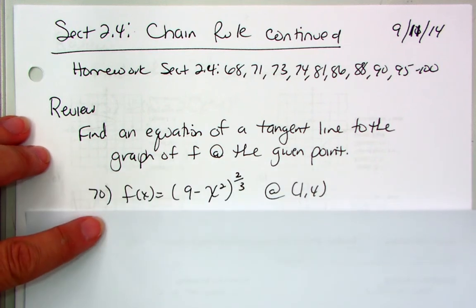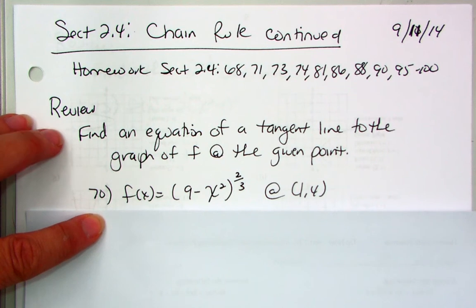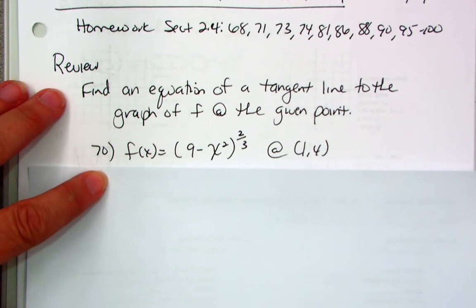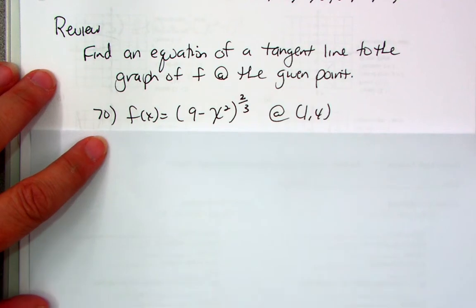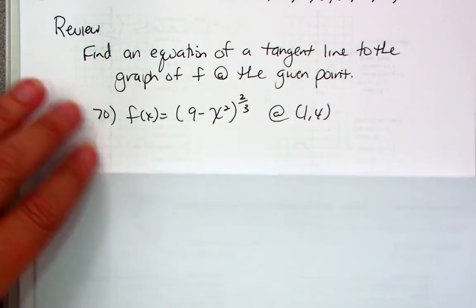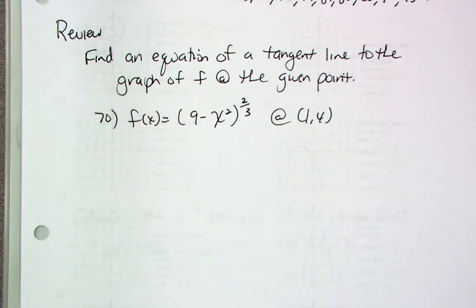So let's see what our given function is. F of x equals 9 minus x squared quantity to the 2/3 power at the point 1, 4. I see why this is in here, because you're going to need to use the chain rule. Let's go ahead and do this problem.